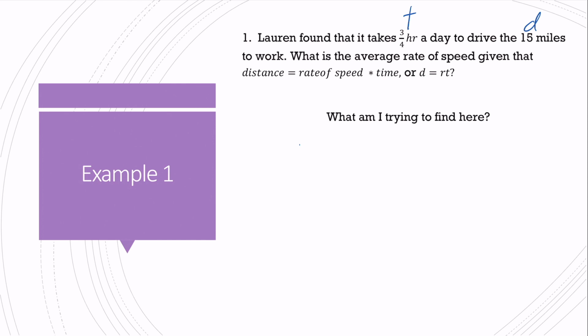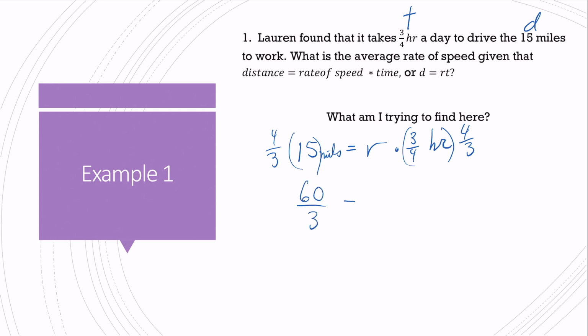So I know that it takes 15 miles. We don't know the rate of speed, but we know it takes 3/4 of an hour, right? So I can solve this two ways. I could multiply by 4/3, that's the reciprocal, or I could divide both sides by 3/4 of an hour, or 0.75. I'm going to multiply by 4/3. And I would get 60 over 3 equals R. So 20 miles per hour would be the rate that Lauren drove.